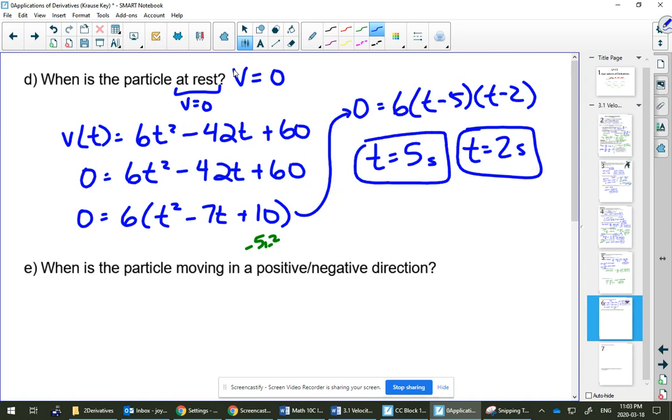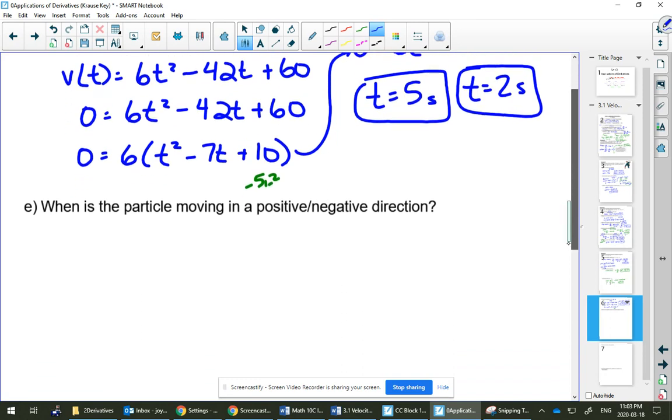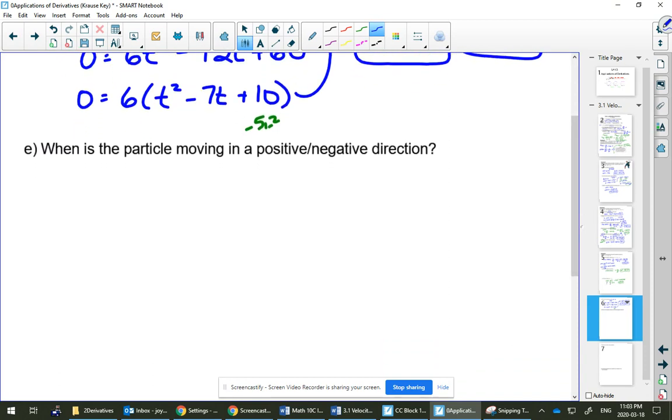Once we know the points at rest, we can then start figuring out when the particle is moving in a positive direction or a negative direction, and from that point we can actually map the movement of the particle. So we know from our points above that the particle is at rest when time is 2 seconds and time is 5 seconds. So it stopped at 2 seconds and it stopped at 5 seconds.